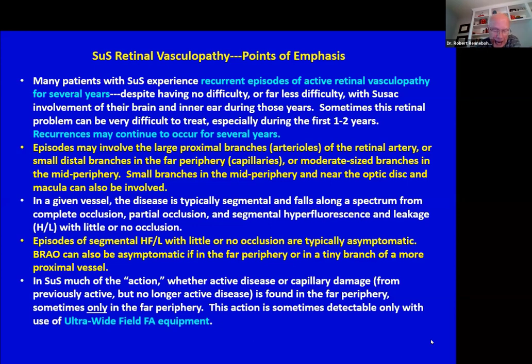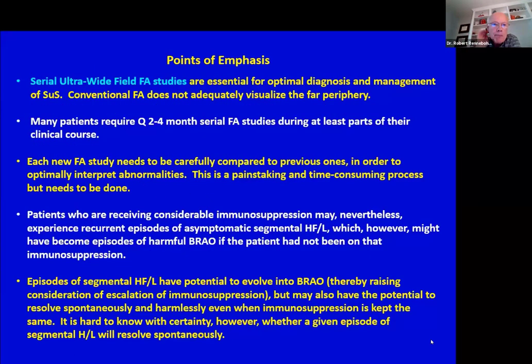syndrome, much of the action, sometimes all of the action, is in the far periphery, sometimes only in the far periphery, and this action is sometimes detectable only with use of ultra-wide-field FA equipment. So serial ultra-wide-field FA studies are essential for optimal diagnosis and management of Susac syndrome. Conventional FA does not adequately visualize the far periphery.